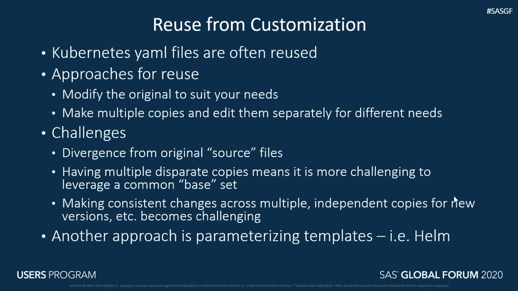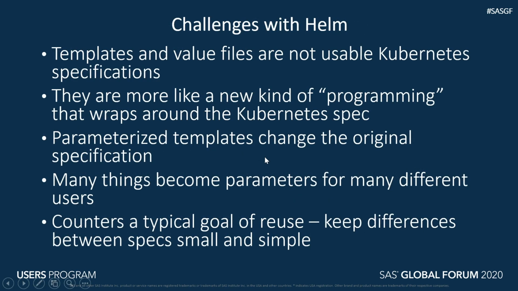And so yet another approach is parameterizing templates, the kinds of things we saw with Helm, plugging in those kinds of information. The challenge with Helm is that templates and value files are not usable Kubernetes specifications, meaning those files with the placeholders, the kinds of things we have in a Helm chart, we can't just take that and apply it. They have the placeholders in them, they have the function calls in them. They're more like a new kind of programming that wraps around the Kubernetes spec.